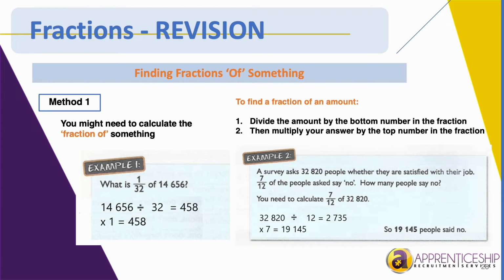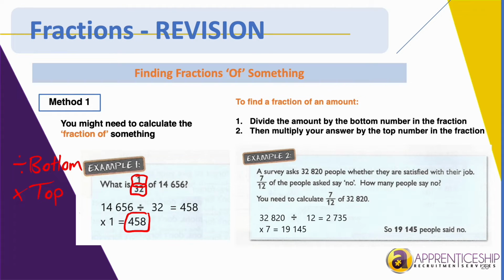So to find a fraction of something, okay, straightforward, divide by the bottom number, by the denominator, and then multiply by the top, by the numerator. So in this instance, we've got 1 over 32. Whatever number we're trying to work out, in this instance 14,656, we divide by 32, the bottom number, which is 458, and we times by the top number. In this instance, it's 1, so it doesn't really change. So 1/32 of 14,656 is 458.